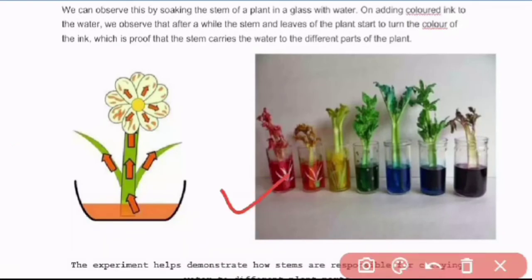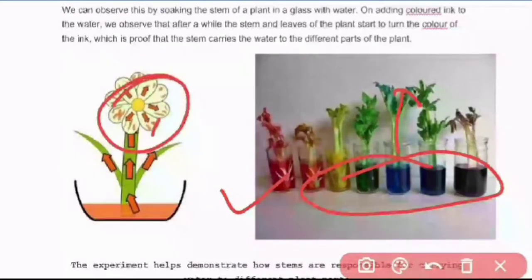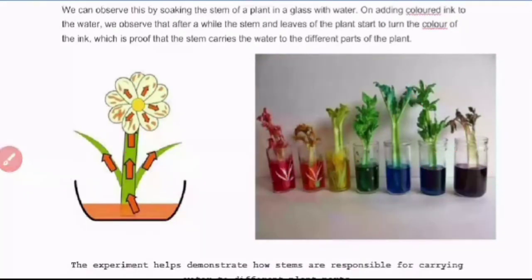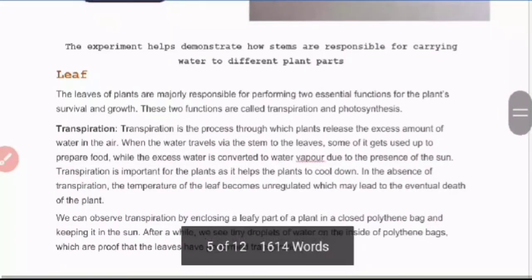That is, the stem can conduct the color, whatever you have added in the beaker, to any part of the plant. It can be the leaves, it can be the flower, but the color will be visible more clearly in the flowers in comparison to that of the leaves. That's why I had told you to do the experiment more on the flower, not on the leaf. Okay. So this is a hint for the students who have still not performed the activity.